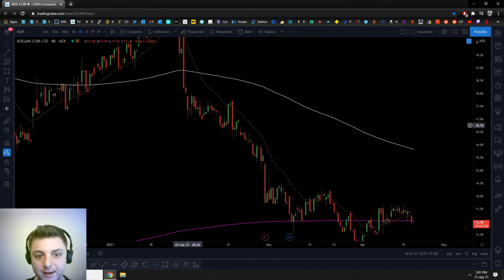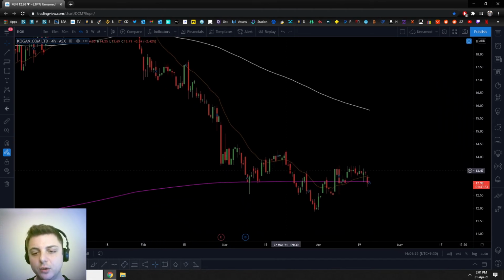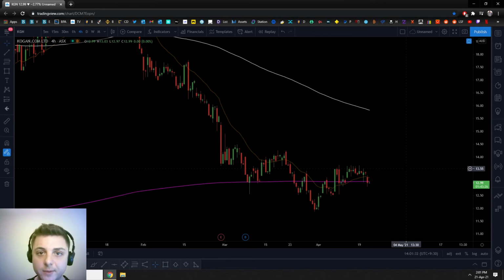So we get a big breakout downwards, then we go downwards, but a little bit more to the side, and then here we go to the side, which is sort of what's happening. So we need to see how the price action is going to go from here.